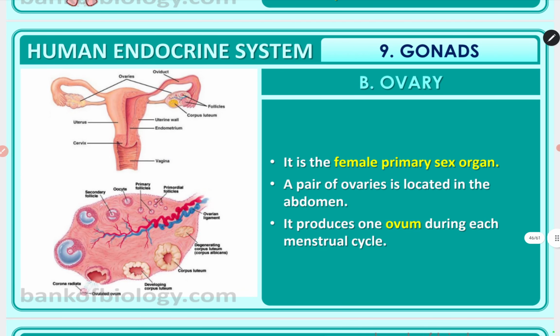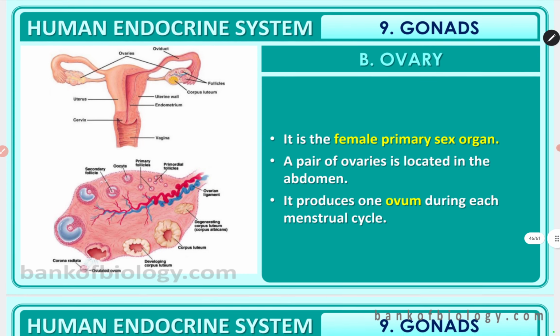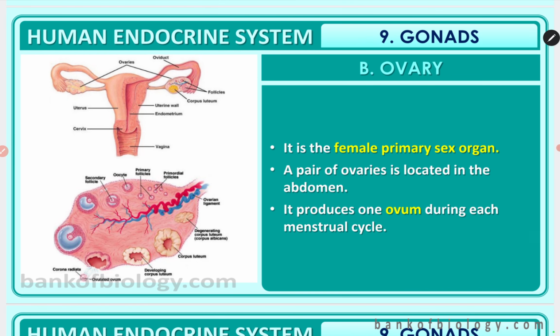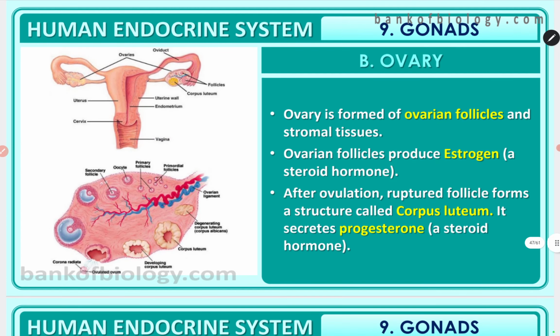Coming to ovary. It is a female primary sex organ. A pair of ovary is located in the abdomen, inside the body. It produces one ovum during each menstrual cycle. I already told you details about this topic, we will cover in class 12. Ovary is formed of ovarian follicle and stromal tissue.